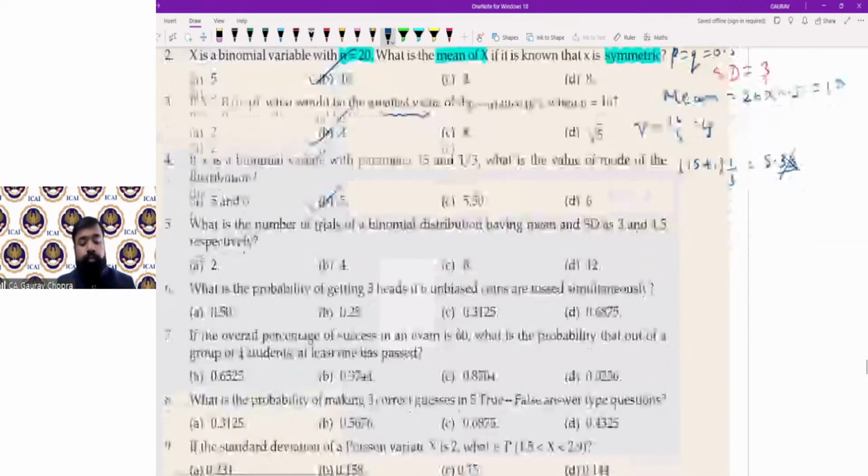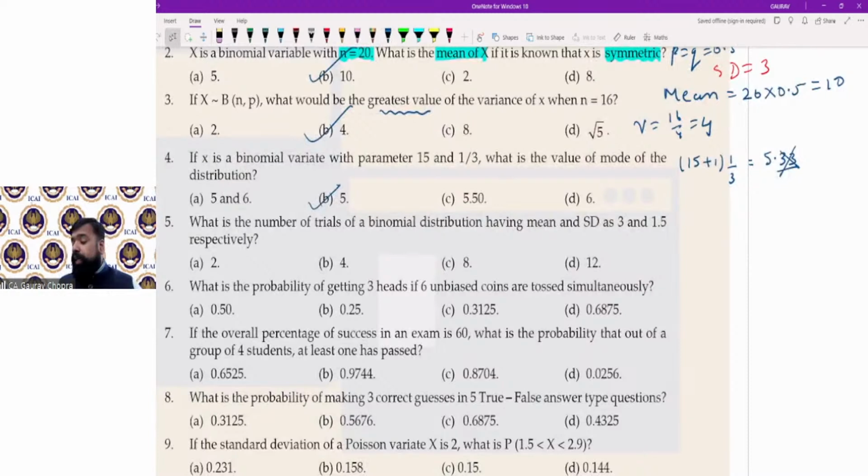Now the fifth one. You can try it now and let me know the answer. You have to solve this within a minute. So you have 1 minute. I'm waiting for you to get the answer. Question number 5: Mean is 3, and SD is 1.5. Find N.